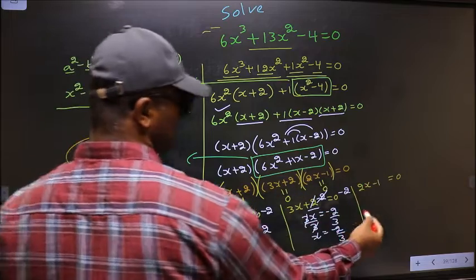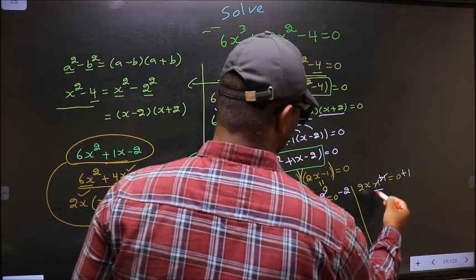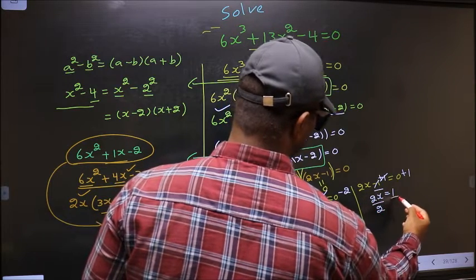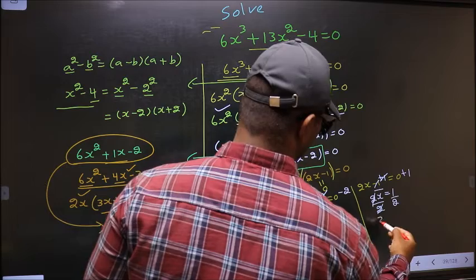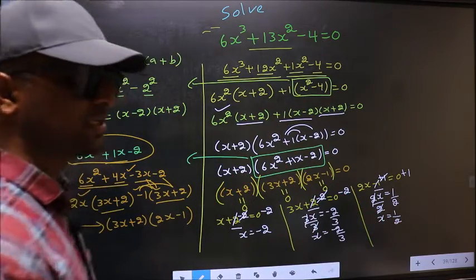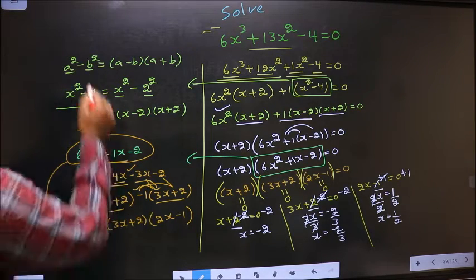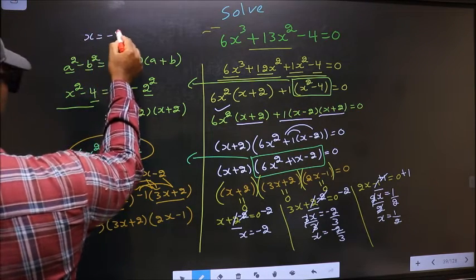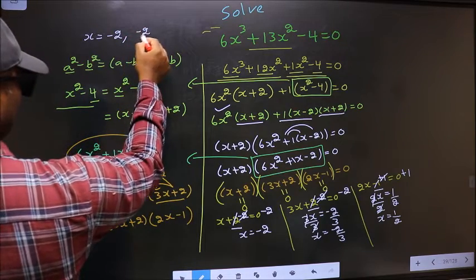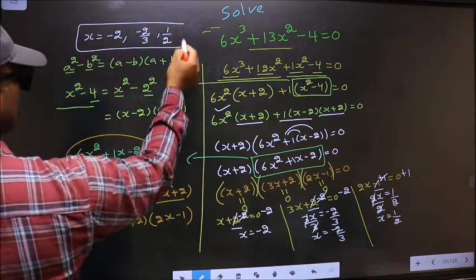Now here I should remove minus 1, so add 1. You get 2x equal to 1. Now I should remove 2, so divide by 2. You get x equal to 1 by 2. So the x values that we got are minus 2, minus 2 by 3 and 1 by 2. This is our answer.